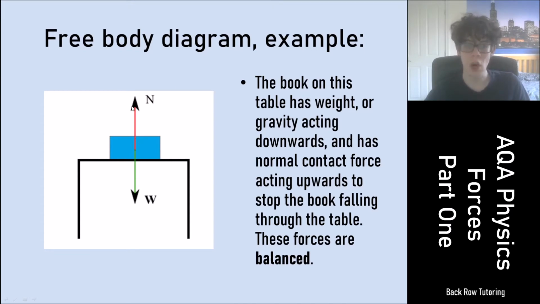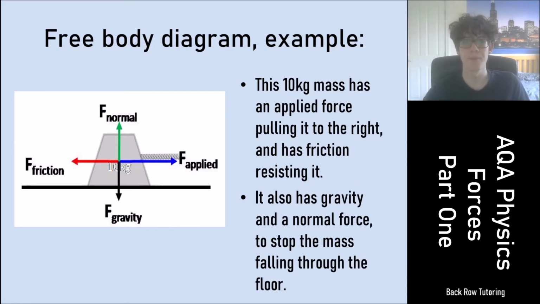If the length of the normal contact force arrow was larger, it would mean the normal contact force was larger. And that would mean the book would accelerate upwards. But we know that this isn't true. If the book is balanced on the table, then those forces are the same.